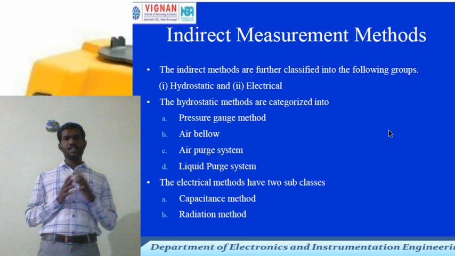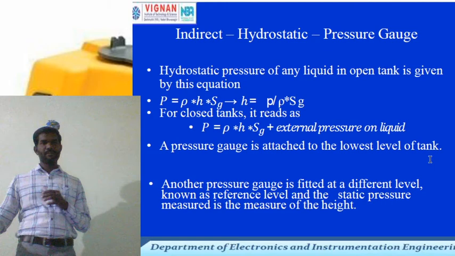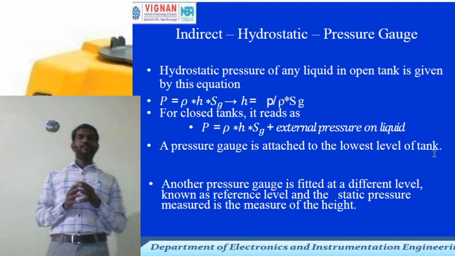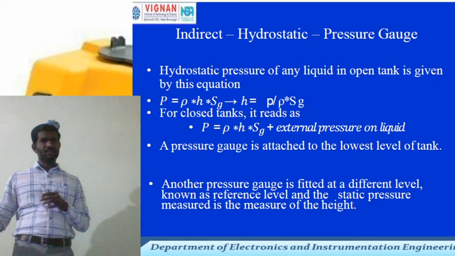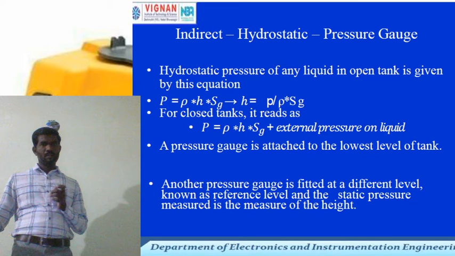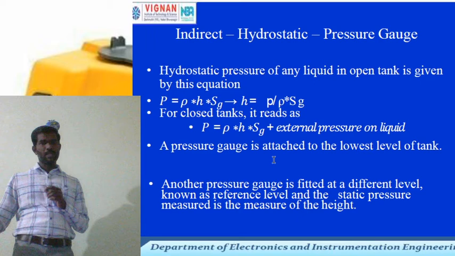Okay, now let us see the hydrostatic type of indirect method for level measurement. The hydrostatic pressure of any liquid in an open tank is given by this equation: pressure P is equal to rho into H into Sg, where H is equal to P by rho into Sg. Here rho is the density, and P is the applied pressure. Then for a closed tank it will be different: the pressure P is equal to rho H Sg plus the external pressure on the liquid.